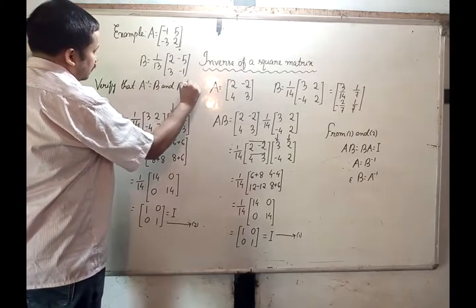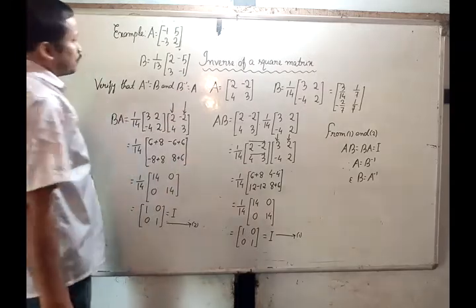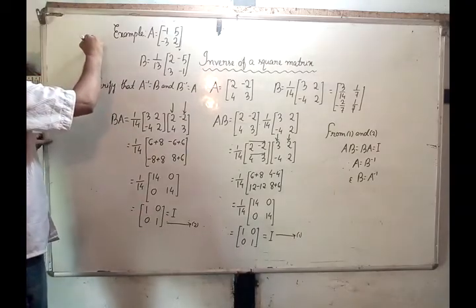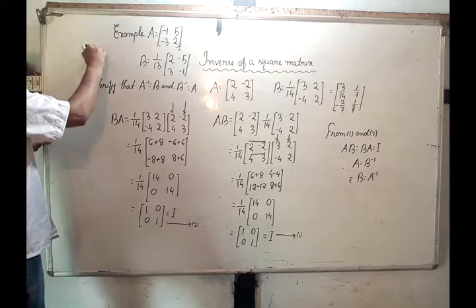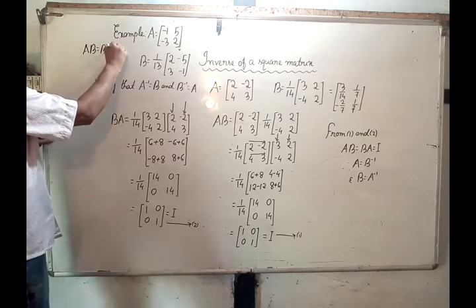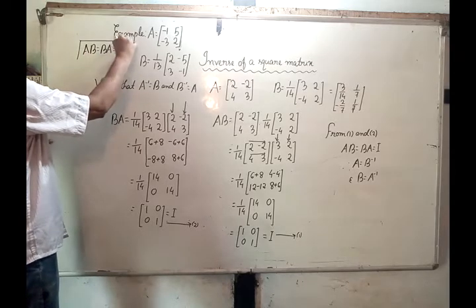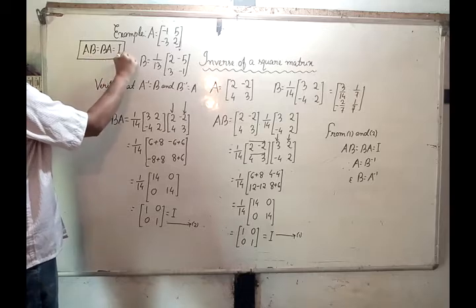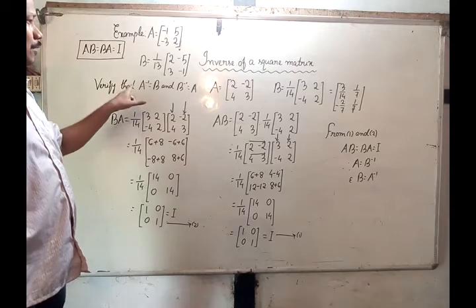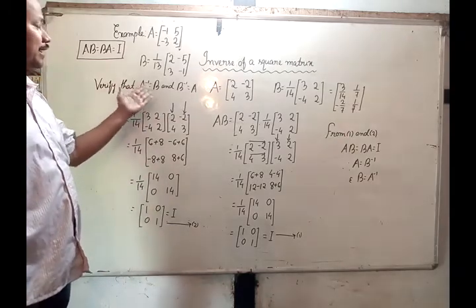To check whether A inverse equals B or B inverse equals A, we have to verify that AB equals BA equals I. If we follow this property and verify that AB equals BA equals the matrix I, that is enough to show that A inverse equals B and B inverse equals A. The inverse of A is the matrix B and the inverse of B is the matrix A.